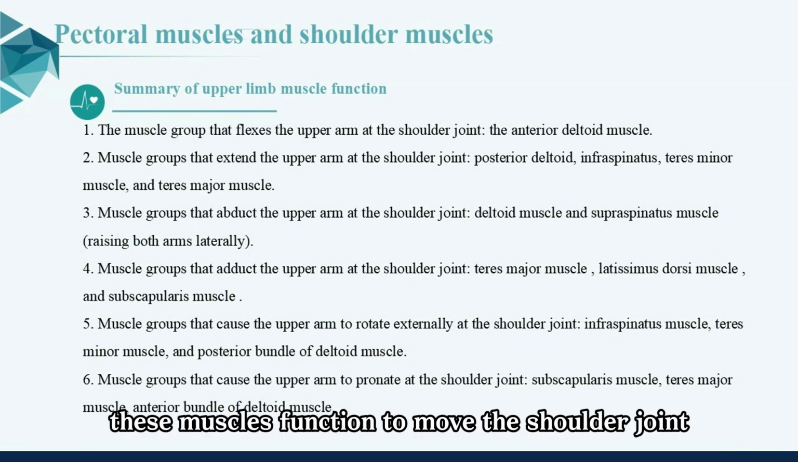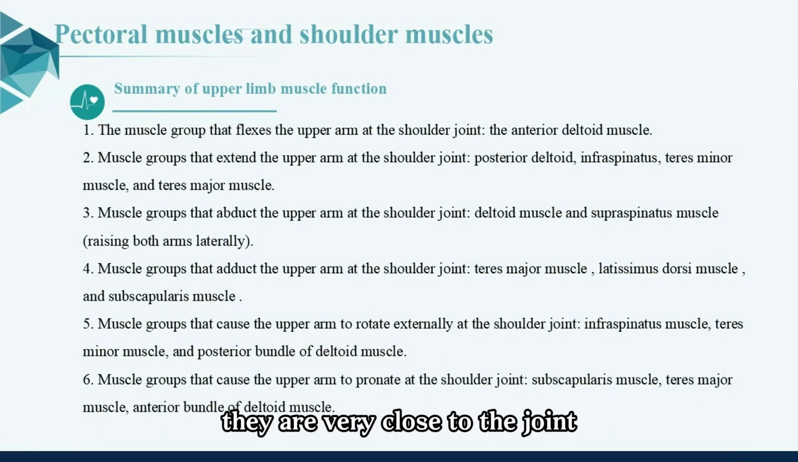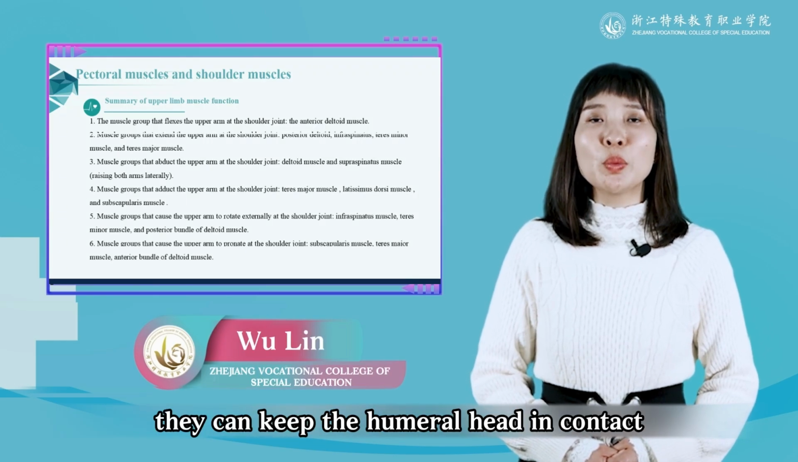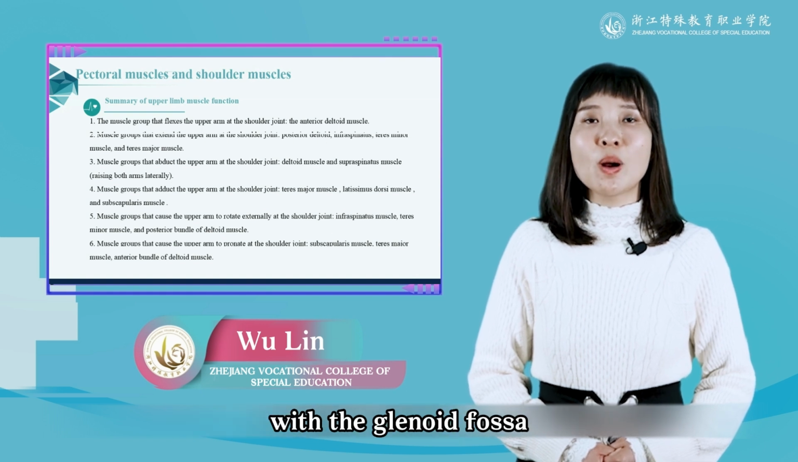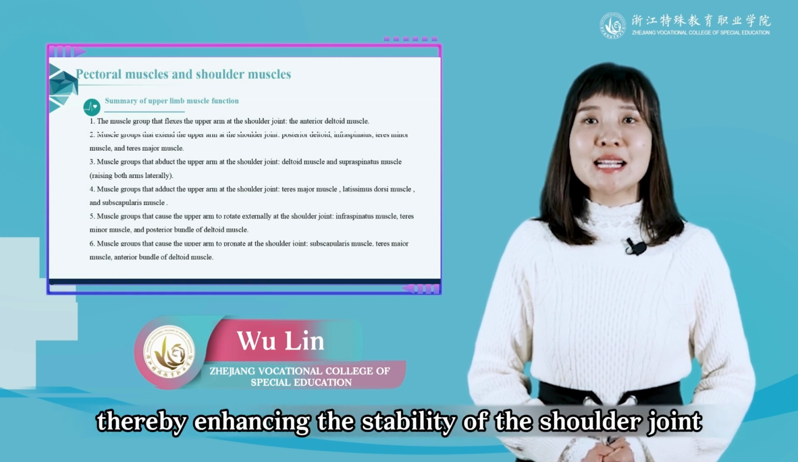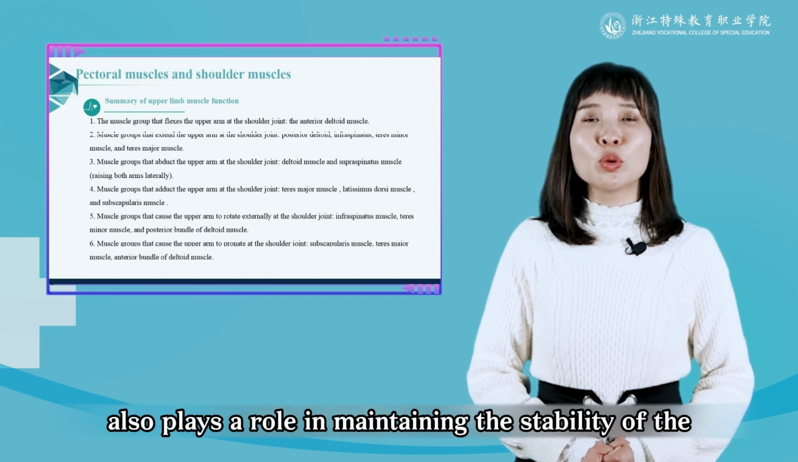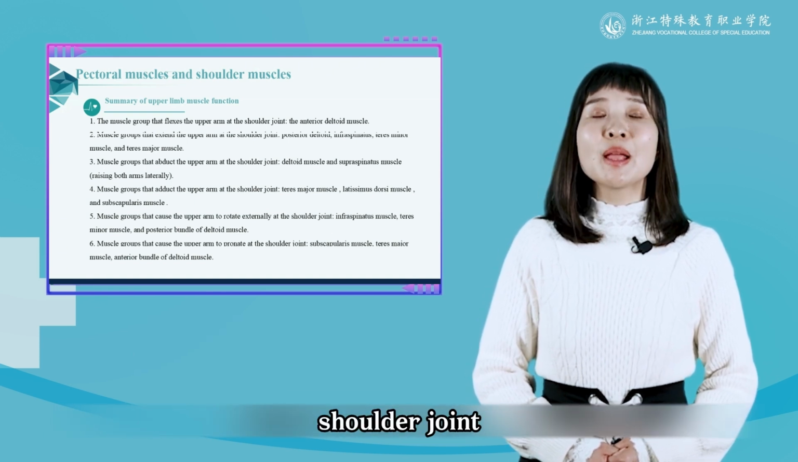Although these muscles function to move the shoulder joint, they are very close to the joint and have limited force. However, when these muscles contract, they can keep the humeral head in contact with the glenoid fossa, thereby enhancing the stability of the shoulder joint. In addition, the deltoid also plays a role in maintaining the stability of the shoulder joint.